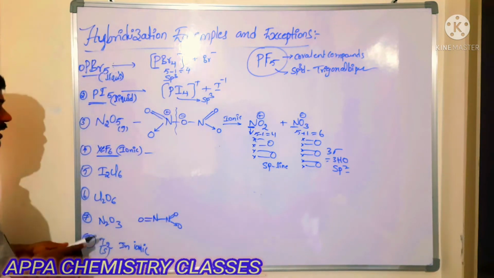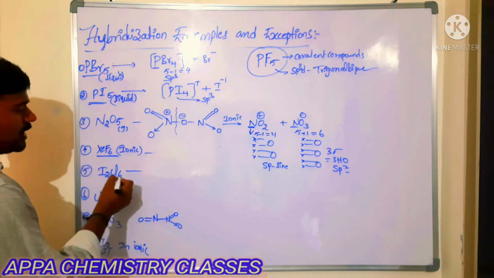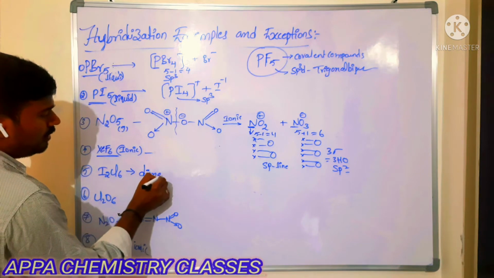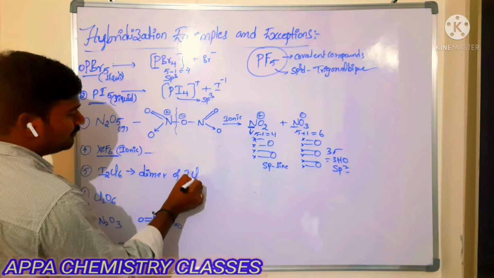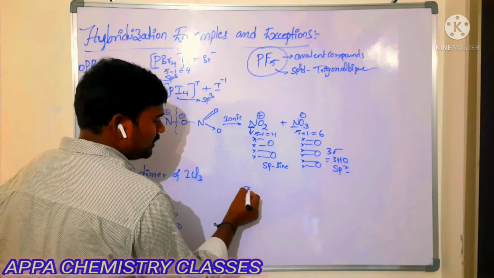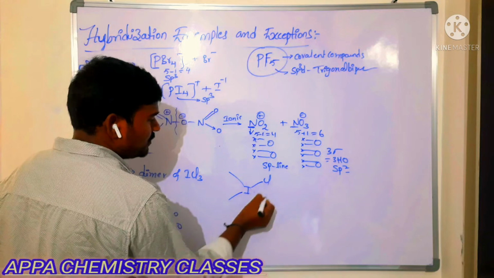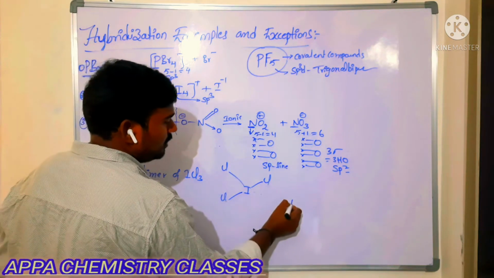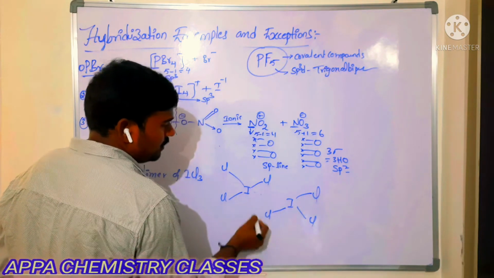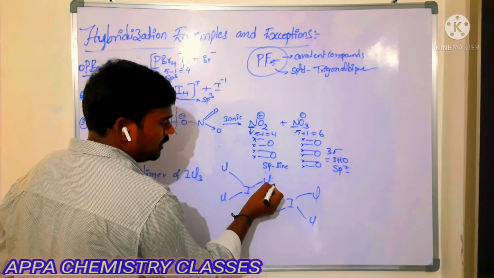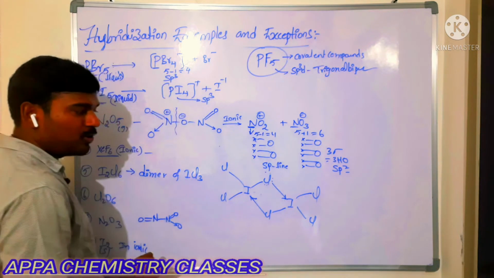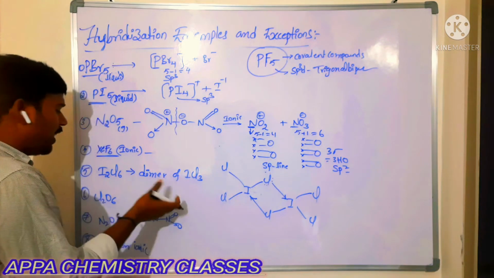Okay? So next one, I2Cl6. This I2Cl6 is a dimer of ICl3. Now you take here iodine. These are the 3 chlorine atoms for each iodine. So here also one iodine is there, and these are the 3 chlorine atoms. So then what happened? This chlorine containing a lone pair donates to this iodine. This chlorine will donate one more lone pair. This is the dimeric form of I2Cl6.